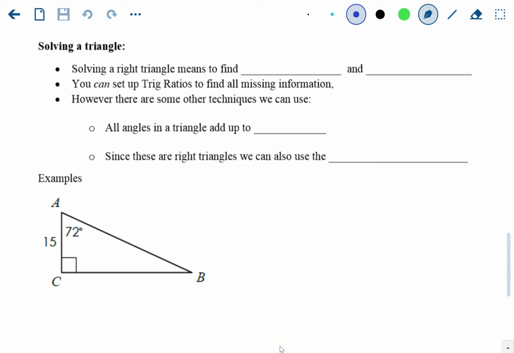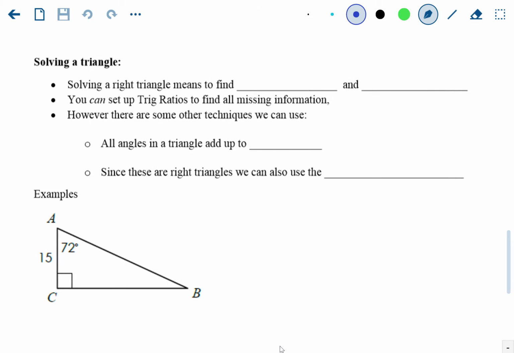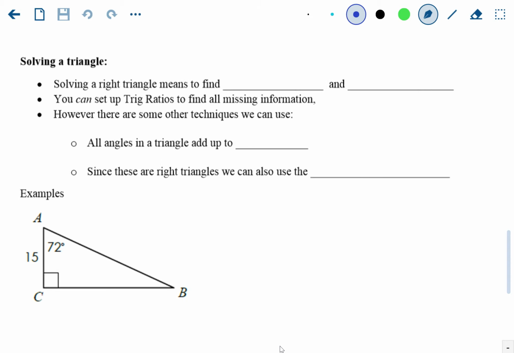Algebra 2, this is Triangle Trig, Week 2, Part 2, solving a triangle. In the last part, Part 1, we set up a trig function and solved it for a side. We set up a trig function and solved it for an angle. And now we're going to do both of them together to do what's called solving a triangle. Solving a triangle means to find all the sides and all the angle measurements.